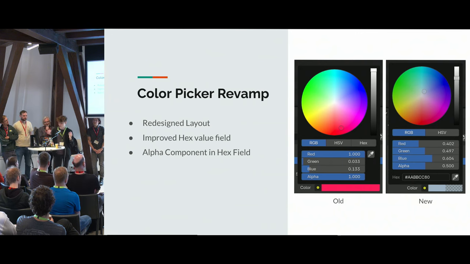So to reduce back and forth and make everything nicer, Hex was given its own spot at the bottom of the color picker, which makes everything more horizontally organized. The eyedropper icon now nicely fits in next to the Hex part, and we also now got alpha in the Hex field, so you can copy colors with alpha.